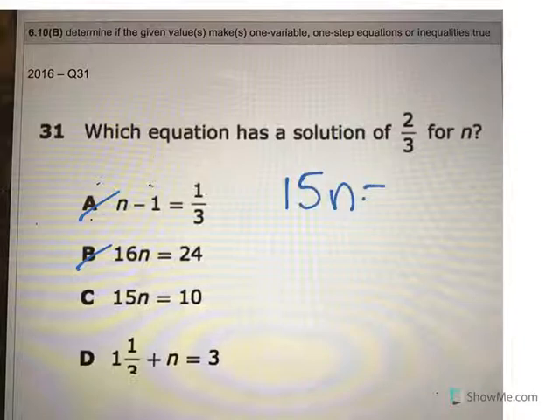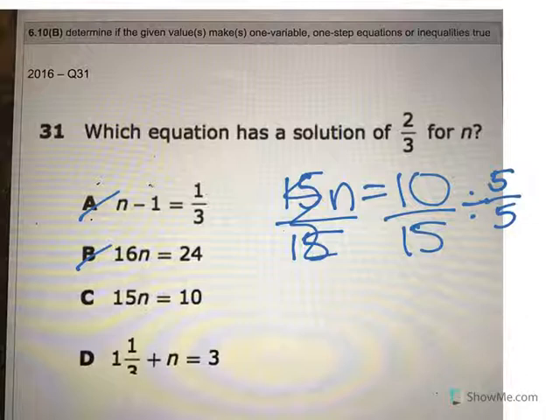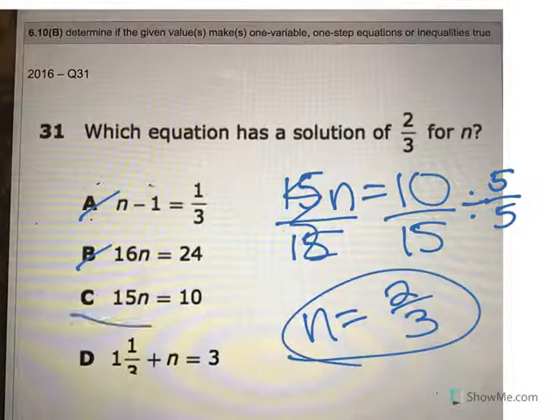So I have 15n equals 10. I'm multiplying by 15. The inverse of multiplying by 15 is dividing by 15. Cancels out because 15 divided by 15 is 1, and 1 times n is n. Whatever you do to the left side, you do to the right side. So let's simplify this. 5 will go into both of them. So n equals 10 divided by 5 is 2. 15 divided by 5 is 3. Winner, winner, chicken dinner. Our answer is C.